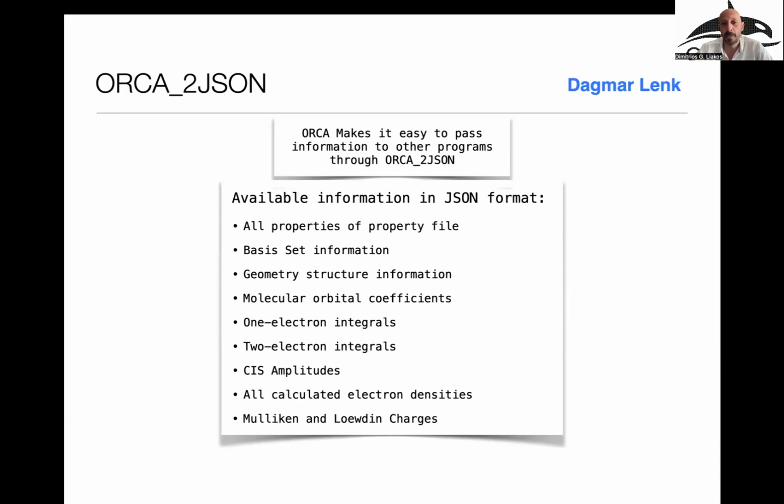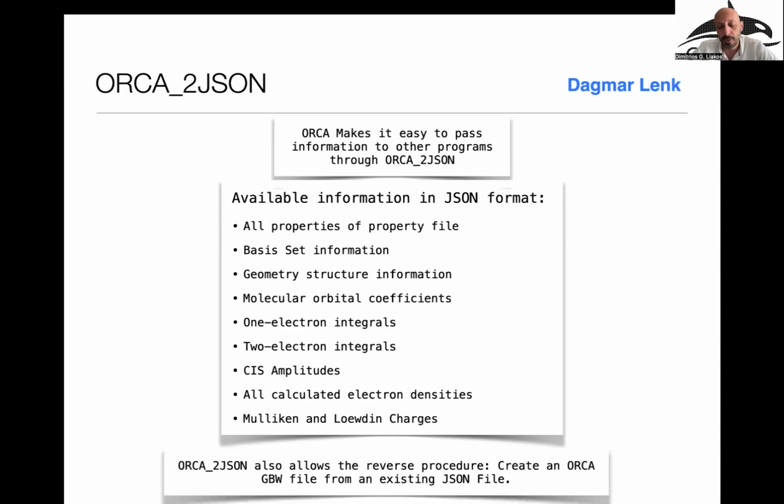It can have information about basis sets, about the geometry, now the molecular orbital coefficients, and most importantly, all the 1 and 2 electron integrals. In addition, it can have some CIS amplitudes and the calculated electron densities. Of course, it can have some charges. So practically, a user can perform an ORCA calculation, get the 1 electron integrals and 2 electron integrals, get information about the orbital coefficients, and play around and create different methods just for fun.